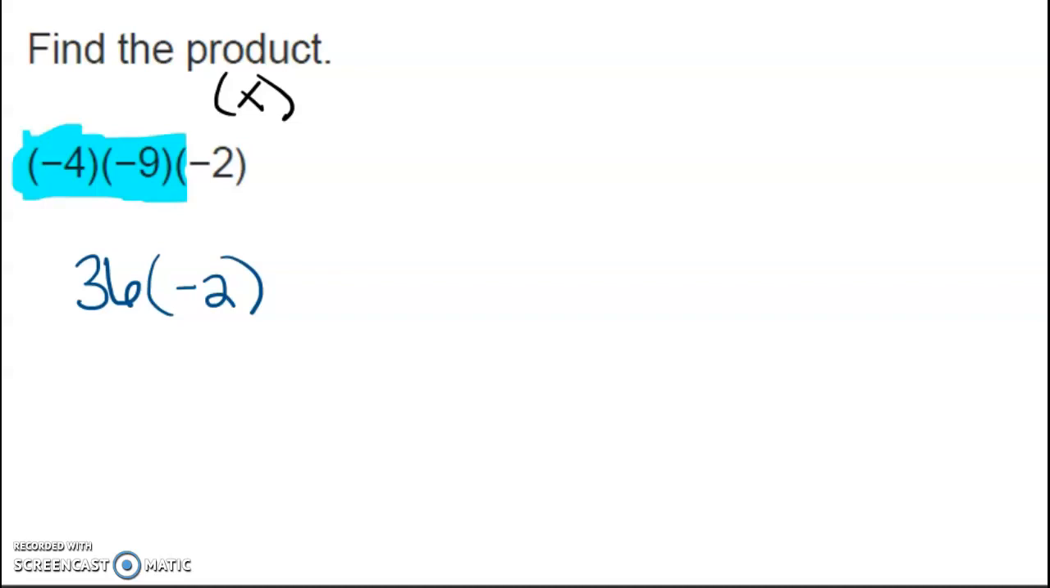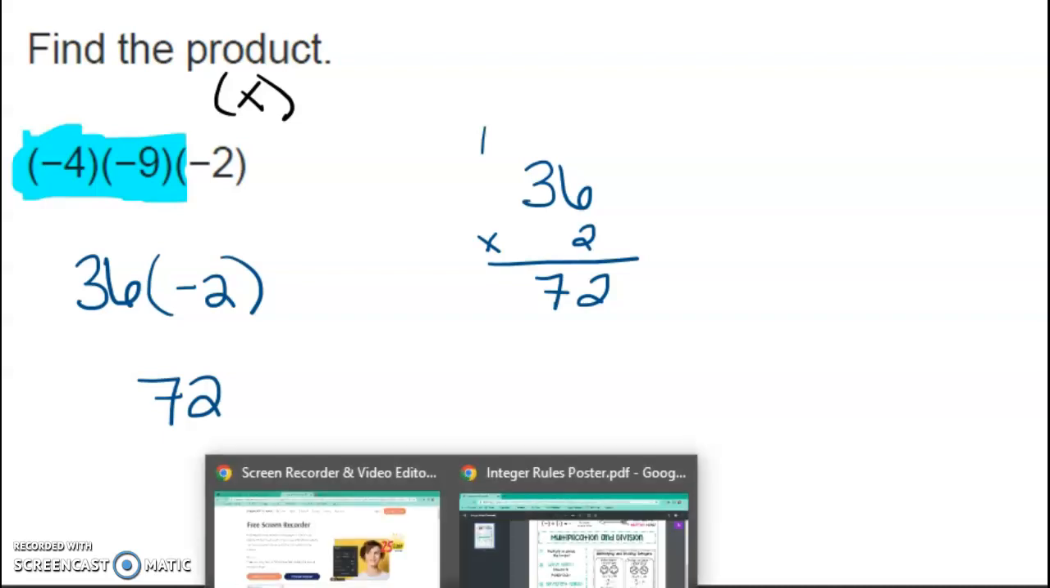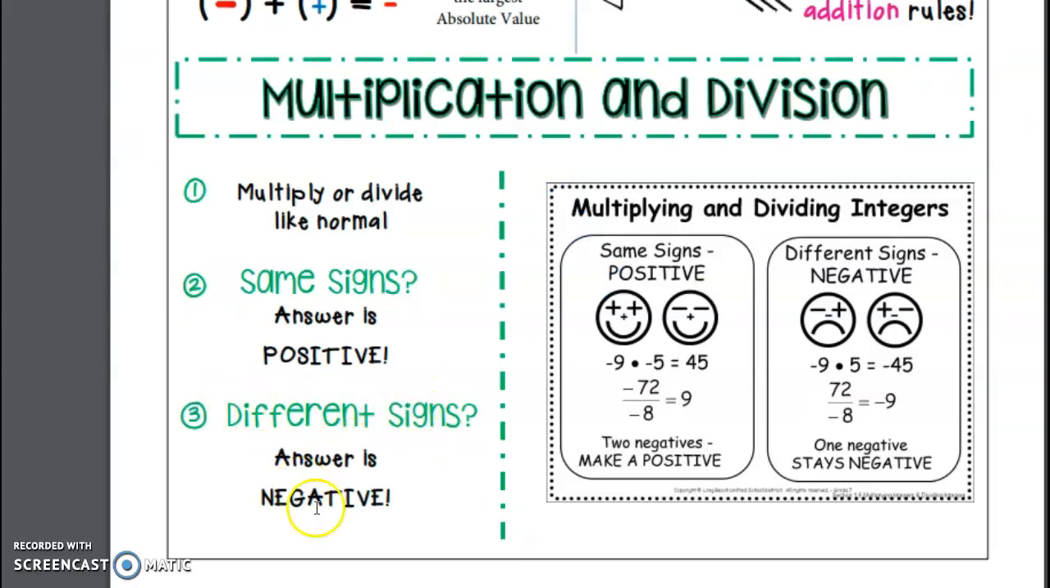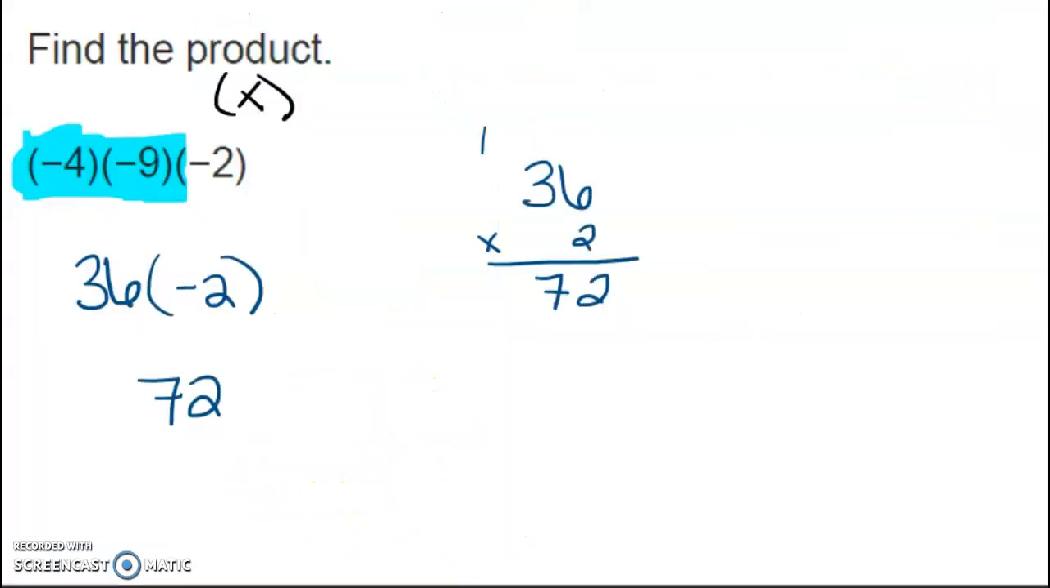Multiply as normal. We have 36 times 2, which if you do not know off the top of your head, that's perfectly fine. We can do that right over here. 2 times 6 is 12. 2 times 3 is 6, plus 1 more is 7. So our answer is 72. However, my signs are not the same. According to my cheat sheet, if the signs are different, my answer is now negative. So this is -72.